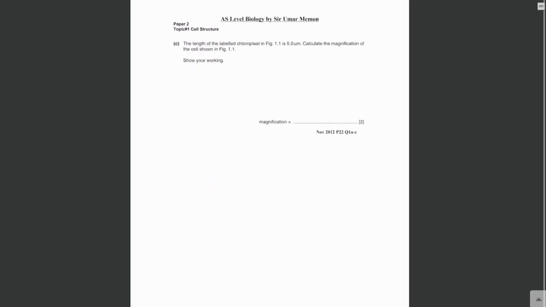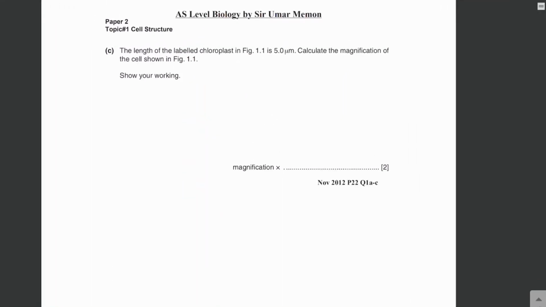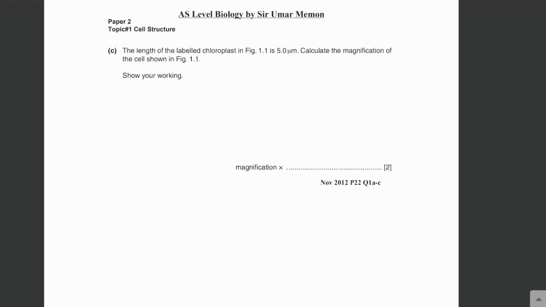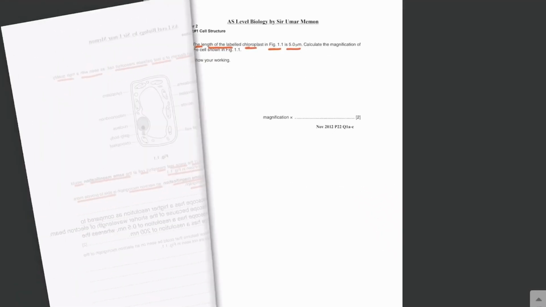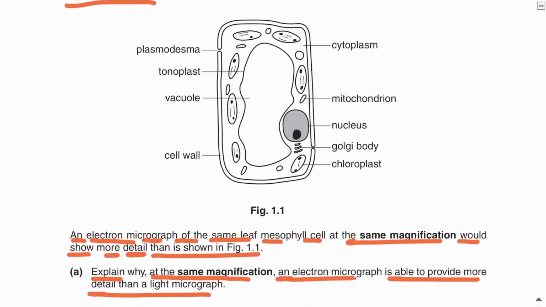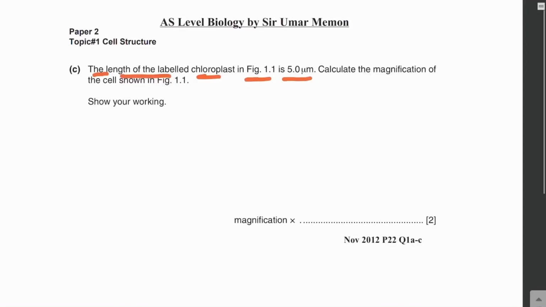Okay, part C. The length of the labeled chloroplast in figure 1.1 is 5 micrometer. So they say that the length of the labeled chloroplast in figure 1.1 is 5 micrometer. So this is the labeled chloroplast and they are saying that the length of this chloroplast is 5 micrometer. Basically this is the actual length, not the image length. This is the actual length.